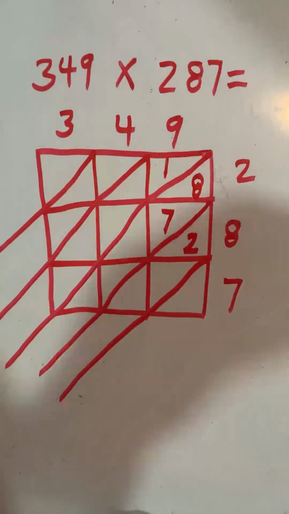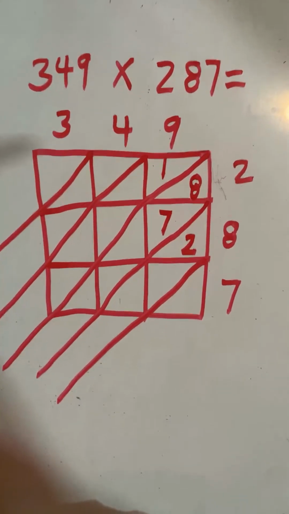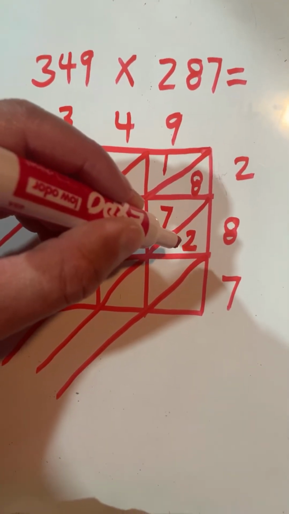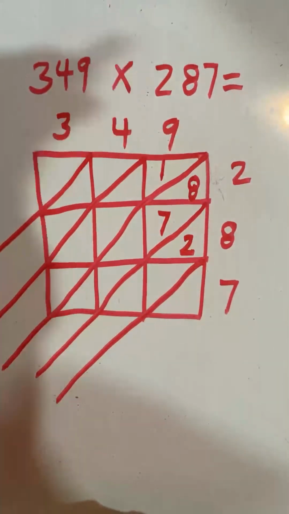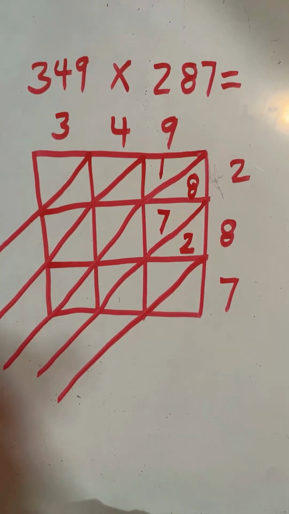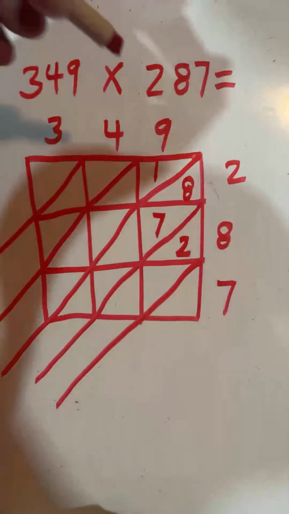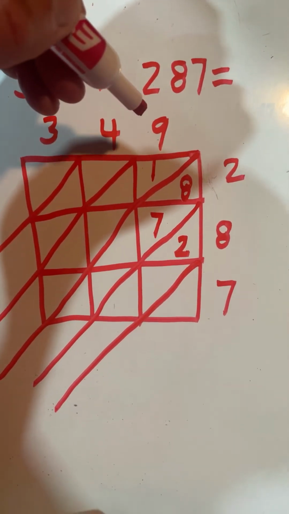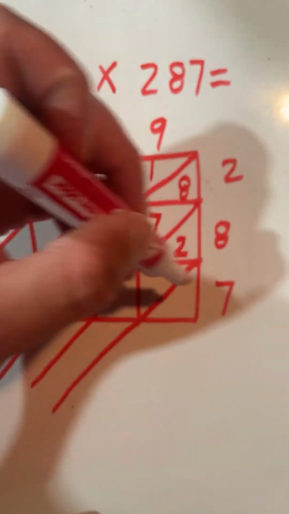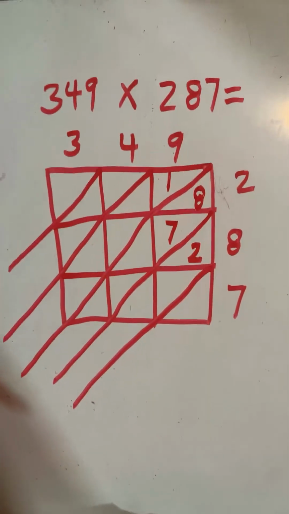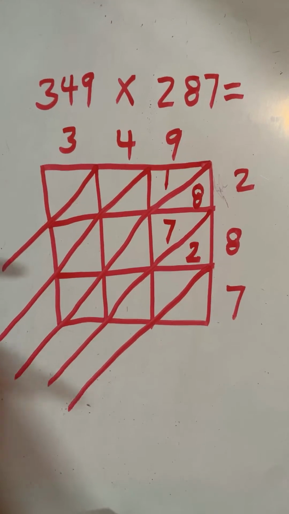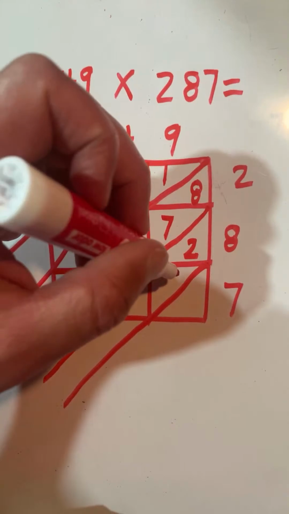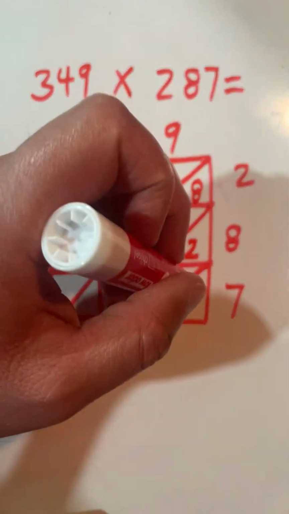So the top triangle is always the digit in the tens place, and the bottom triangle is the digit in the ones place. If our answer is only a one-digit answer, then we would put a 0 in the top triangle. Nine times 7, the answer to 9 times 7 goes in the square here. Nine times 7 equals 63, so 6 in the top triangle, 3 in the bottom triangle.